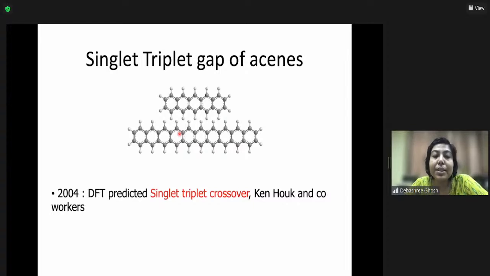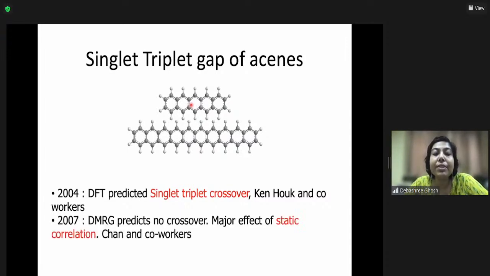So what happened in 2004, there were some DFT calculations, which is a mean field calculation. It predicted that the singlet triplet crossover happens in these acenes, which basically means that as the system size increases from pentacene to hexacene to heptacene and so on, the triplet state becomes more and more stable. And in fact, it becomes more stable than the singlet state.